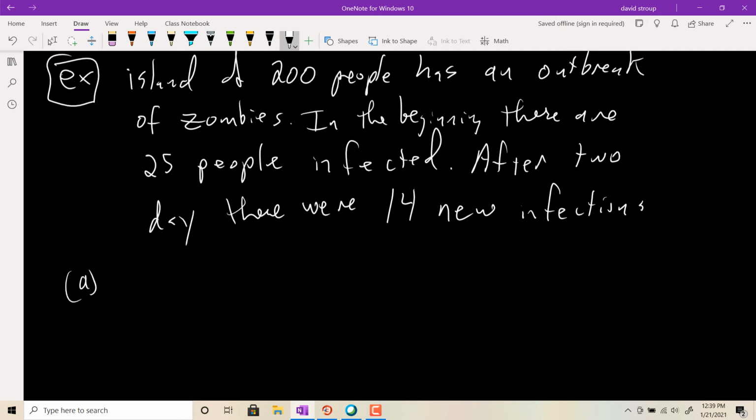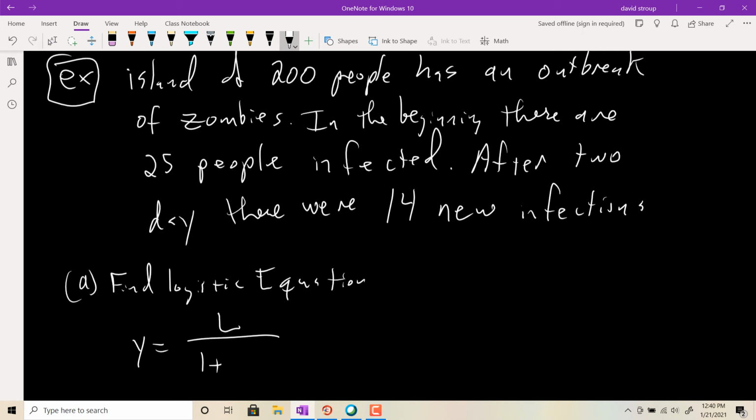Part A, find the logistic equation. We'll start out with our template model, y equals L all over 1 plus b e to the negative kt. So it's a little different than your exponential growth equation, where it's always c e to the positive kt. L is given as 200 people. There's only 200 people on the island, and we'll assume they're all sterile, so they're not having kids or anything. That's why they're on the island for some reason.